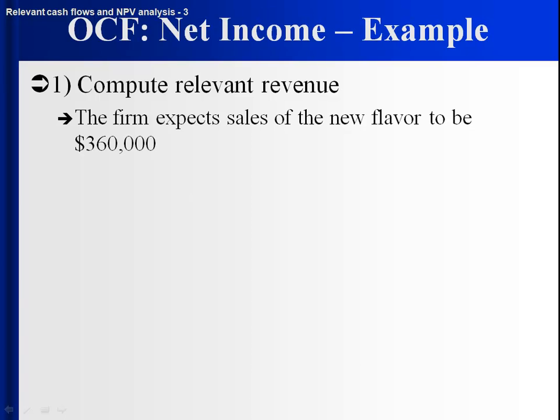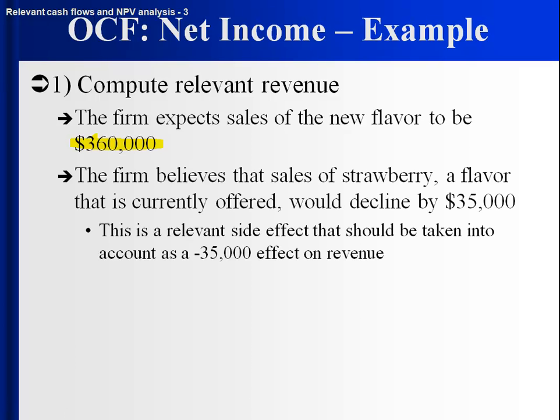So we're giving some information. Number one, the firm expects sales of the new flavor to be $360,000. So by embarking on this project, there's $360,000 in sales. In addition, there is a side effect, that there's strawberry, which, if they introduce the new flavor, sales would be $35,000 less than they would be had they not introduced the flavor. And so as a result, we want to take that into account as a side effect, negative $35,000.